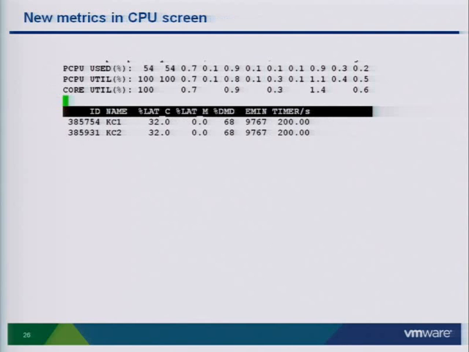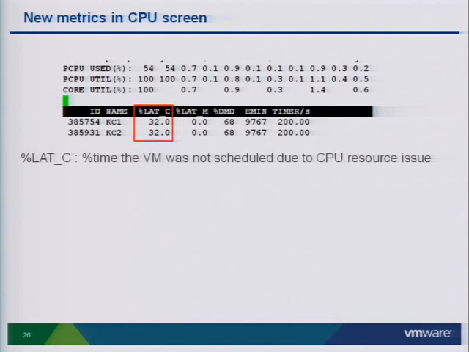All right. Then there are new metrics added in the CPU screen. We have three different metrics. One is called lat-C. Lat-C implies the latency that you have added to your VM due to a CPU resource issue. The CPU resource issue could be ready time. It could be because you're scheduling two VMs onto the same core because they are running on different logical CPUs but on the same core. It could be because you have exceeded the max limit set for the VM. If you set your max limit to 2.5 gigahertz, and your VM wants to use more than 2.5 gigahertz, then it might show as lat-C as well.